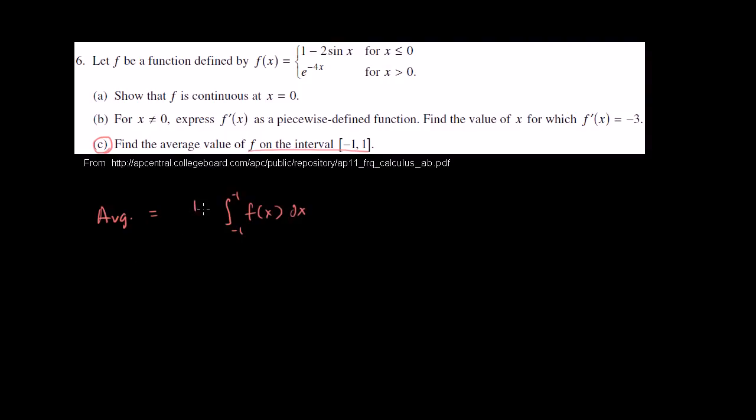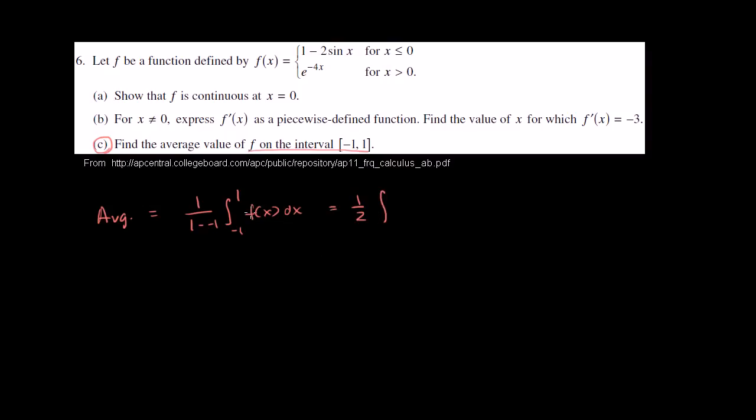So divided by, sorry, this is from -1 to 1. -1 to 1 f of x dx divided by our change in x. And our change in x is 1 minus -1. So this is going to be equal to 1/2 times the integral.